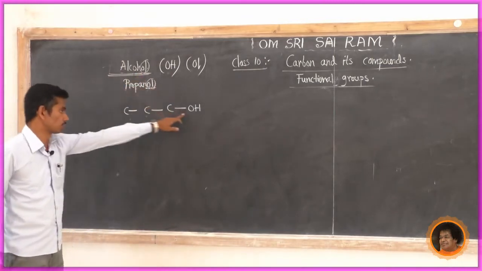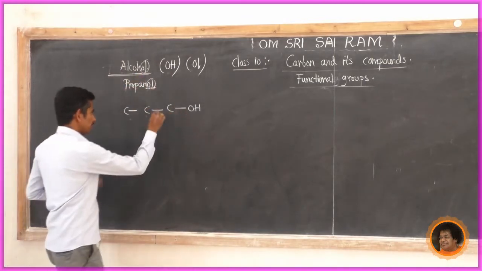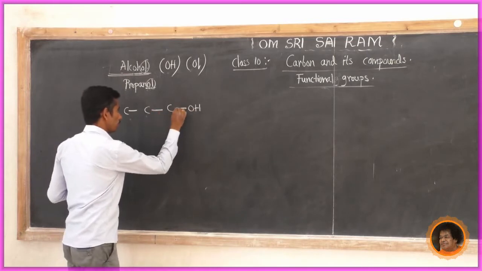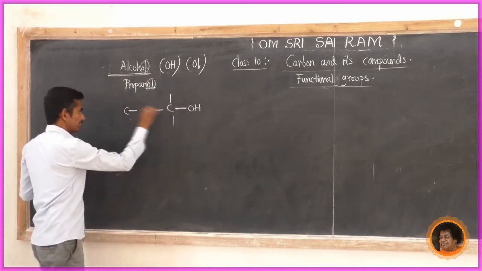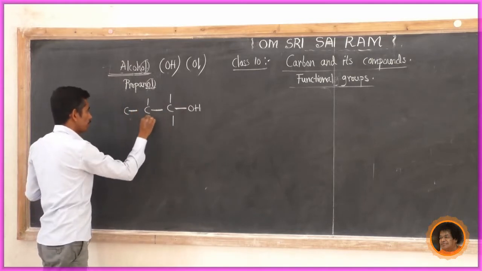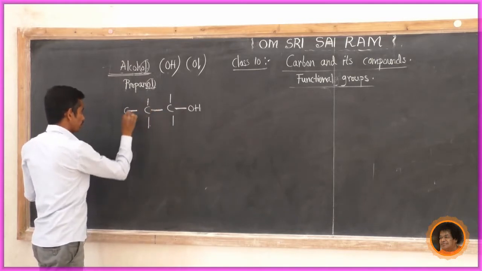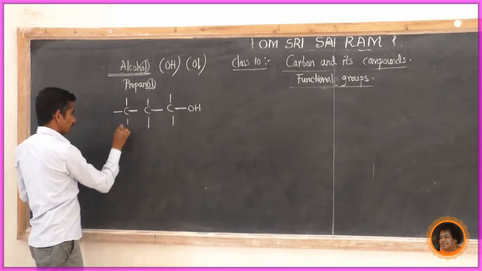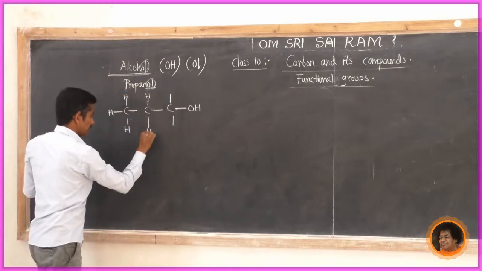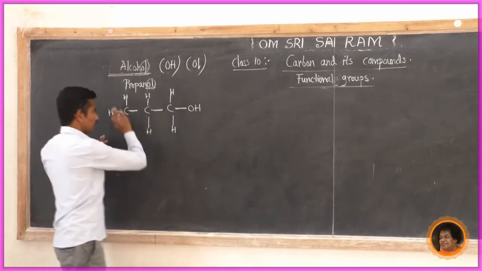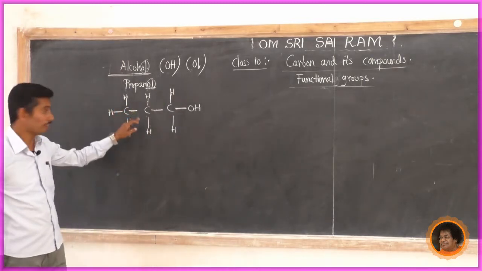OH. Write the functional group. Then this carbon contains only 2 covalent bonds. So 3, 4. For this second carbon, how many covalent bonds? 1, 2, 3, 4. For this, 1, 2, 3, 4. Write hydrogen. And write hydrogen. Now we get the structural formula of propanol.